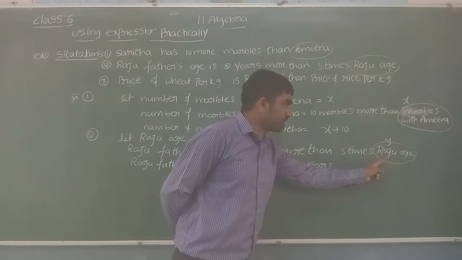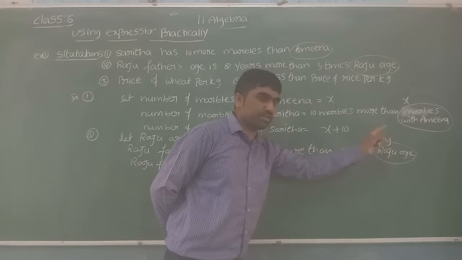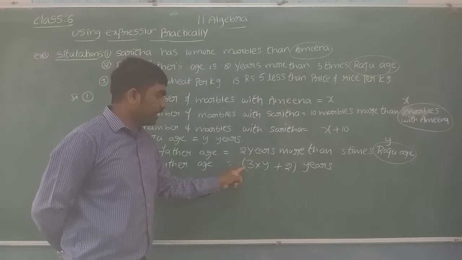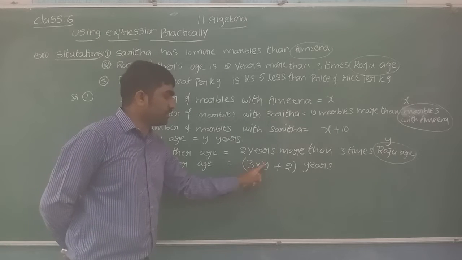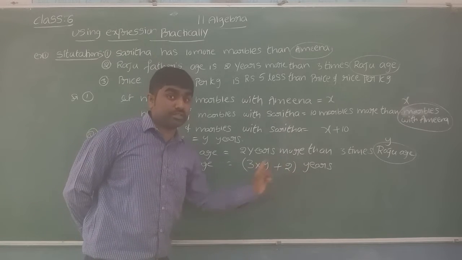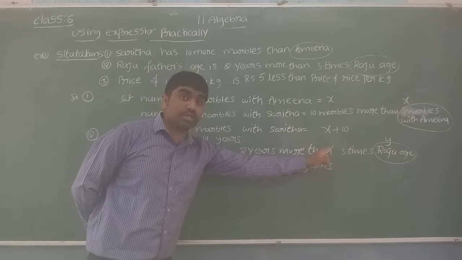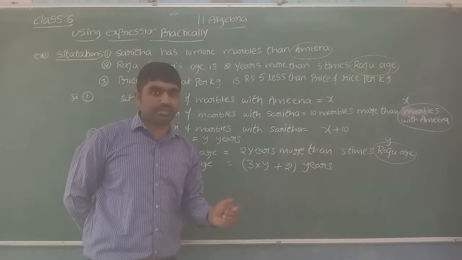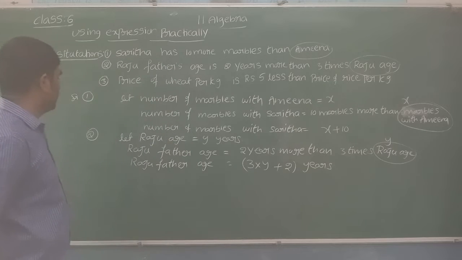If Raju's age is suppose 20 years, it means Y is equal to 20 years. 3 into 20, 60. 60 plus 2, 62 years. When Raju's age is 20 years, his father's age is 62 years. Like that we can find. Okay.